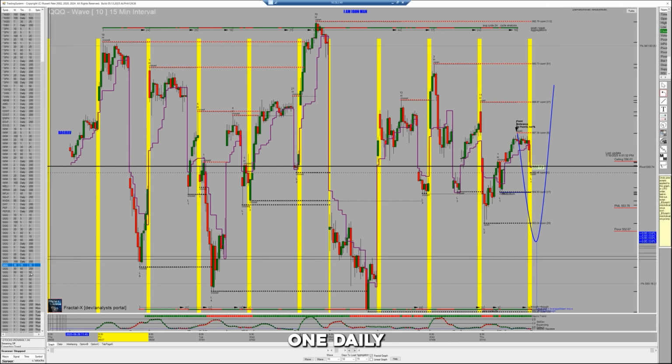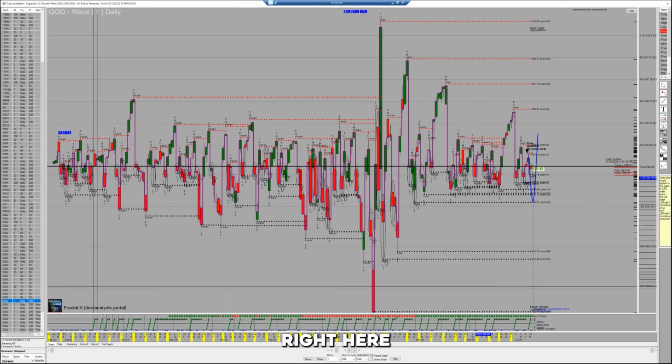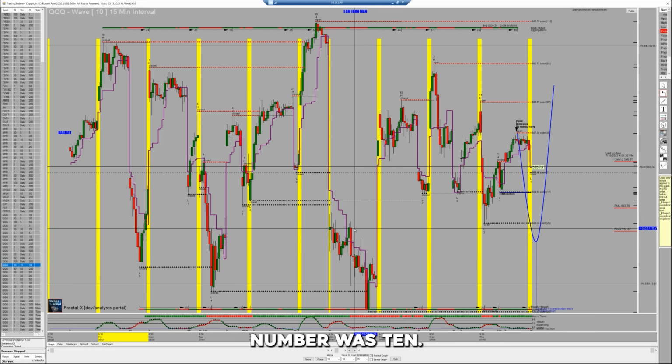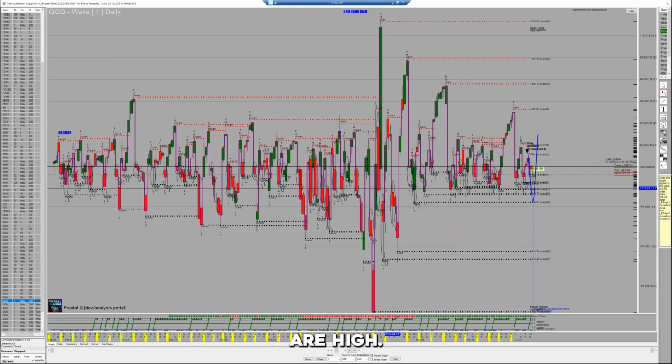So we're going to look at wave one daily and wave 10, 15 minute. As you know, the wave number is one here, so the transitions are going to be more, right? And you can see right here at the wave 10 15-minute, the transitions are lower because the wave number was 10. And here the wave number is 1, so the transitions are higher, correct?